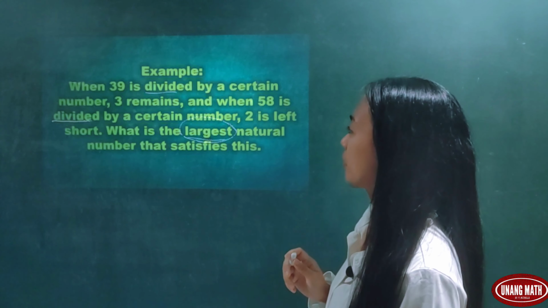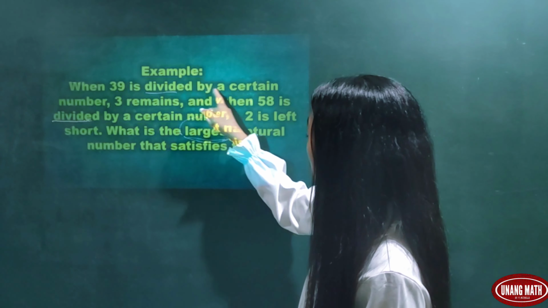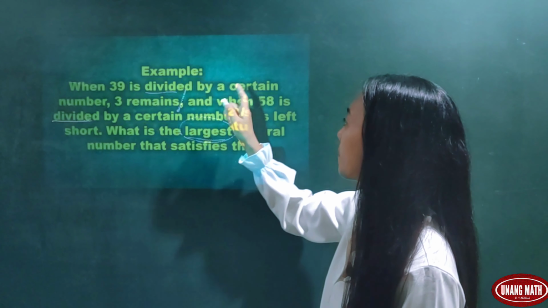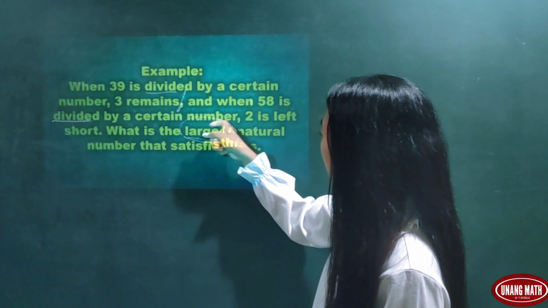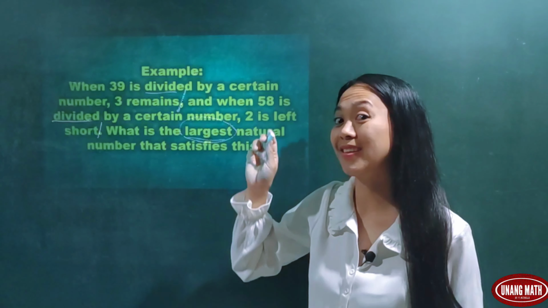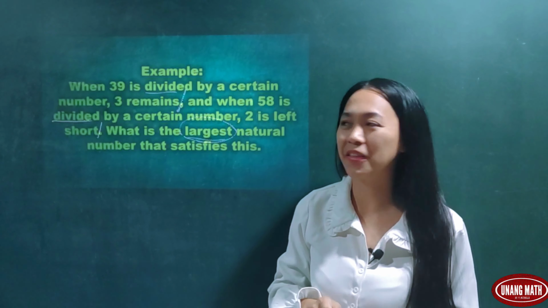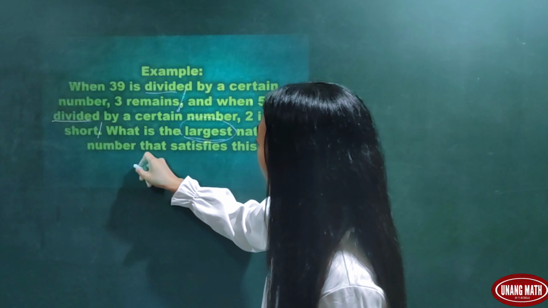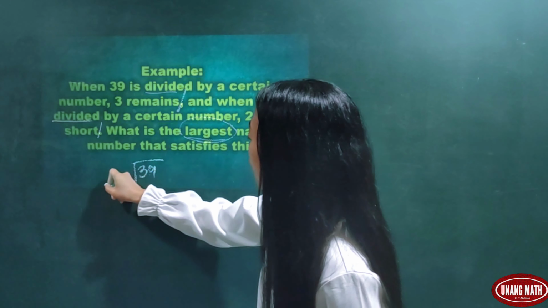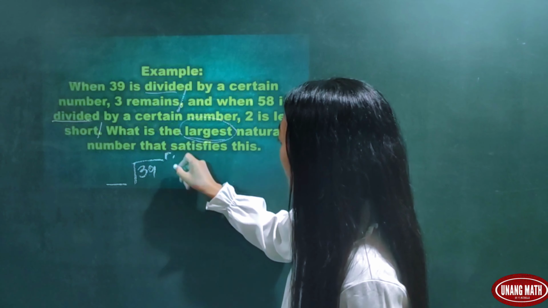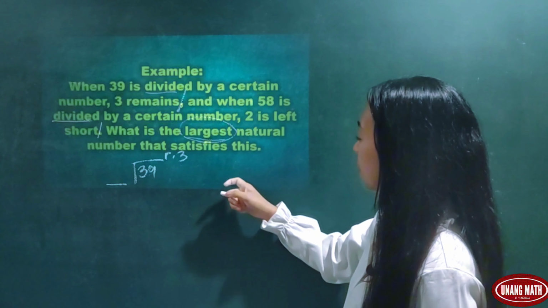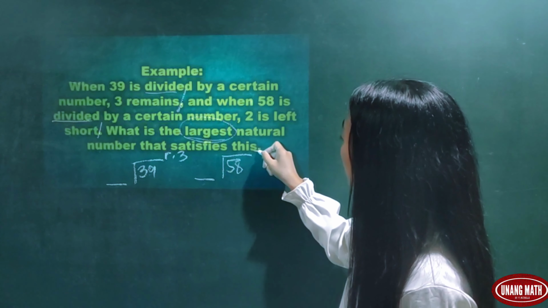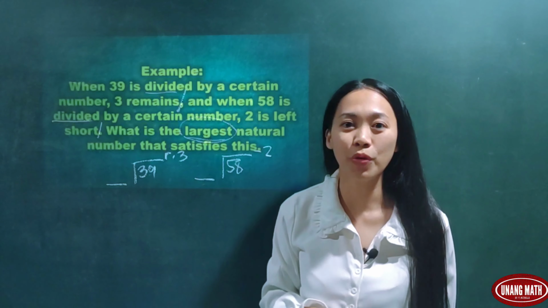Okay, what are the two numbers? When 39 is divided by a certain number, 3 remains. That's the first condition, and that is the first number. When 58 is divided by a certain number, 2 is left short. That's the second condition, and that's the second number. Let's identify the first number. When 39 is divided by a certain number, 3 remains. So there's a remainder of 3. How about the second number? When 58 is divided by a certain number, 2 is left short.